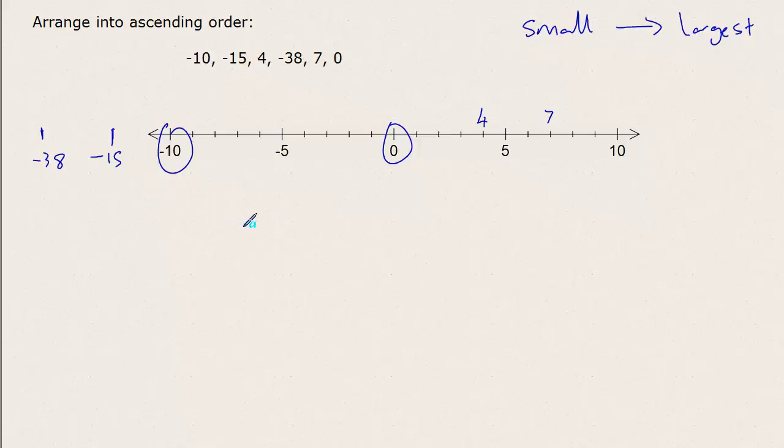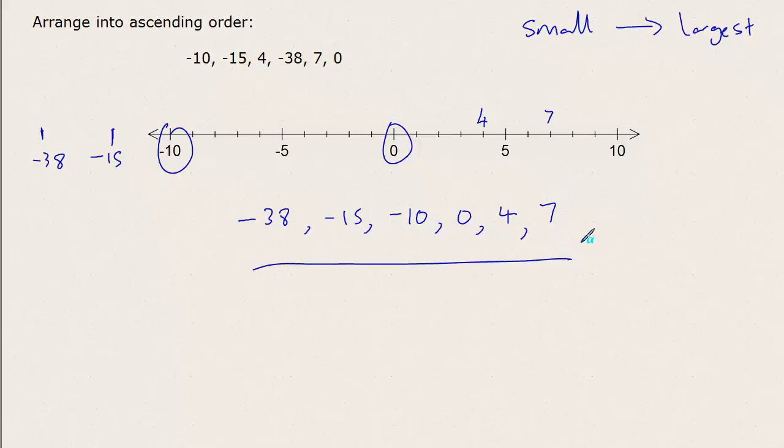So smallest to largest would be negative 38, then negative 15, then negative 10, then 0, 4, and finally the largest is 7.